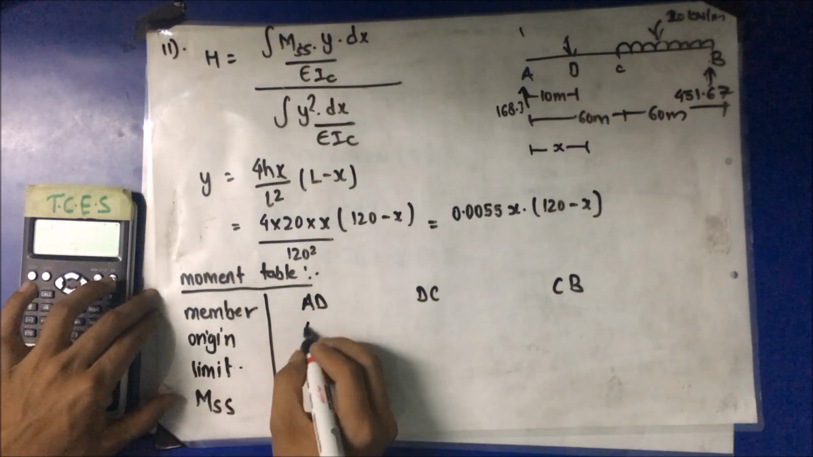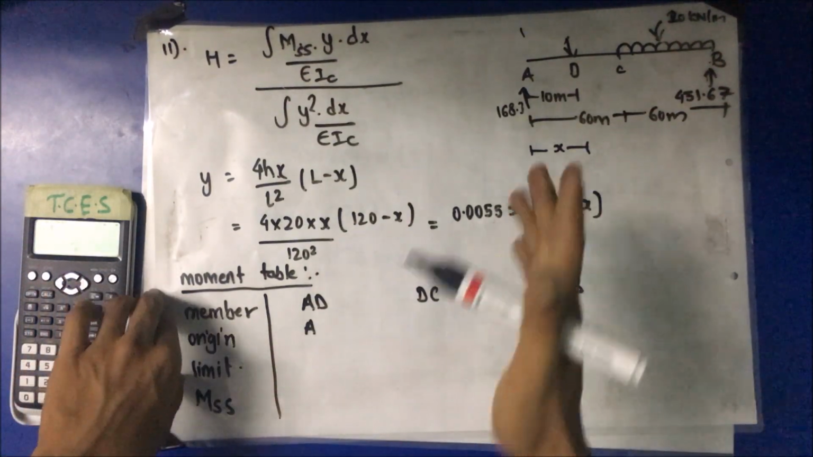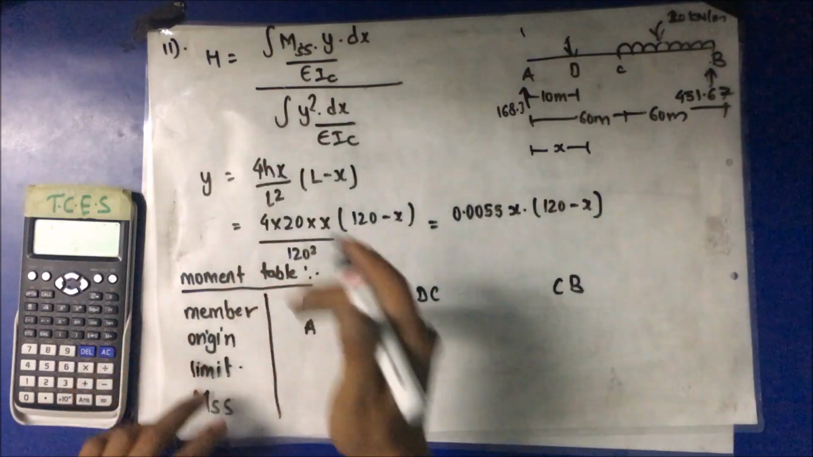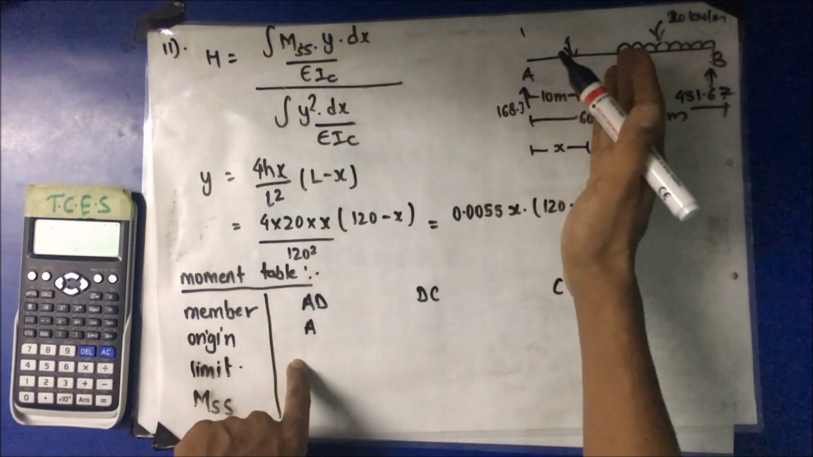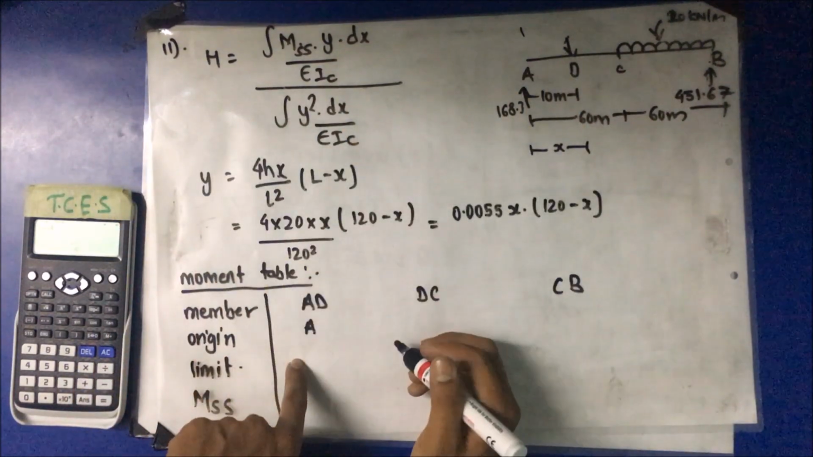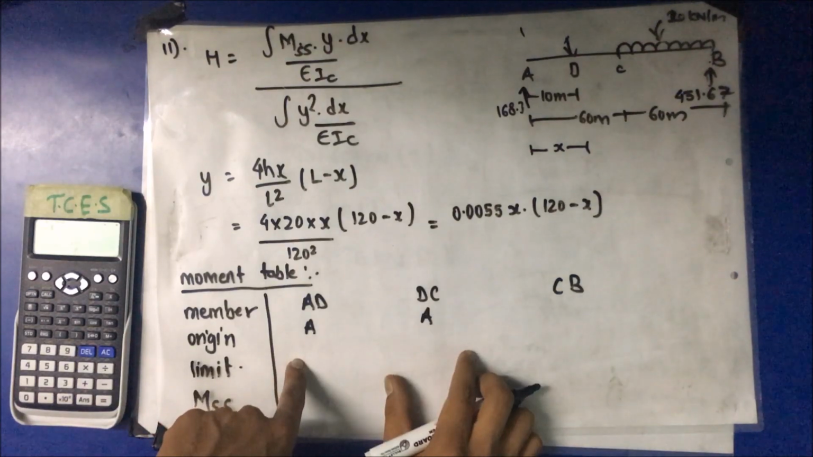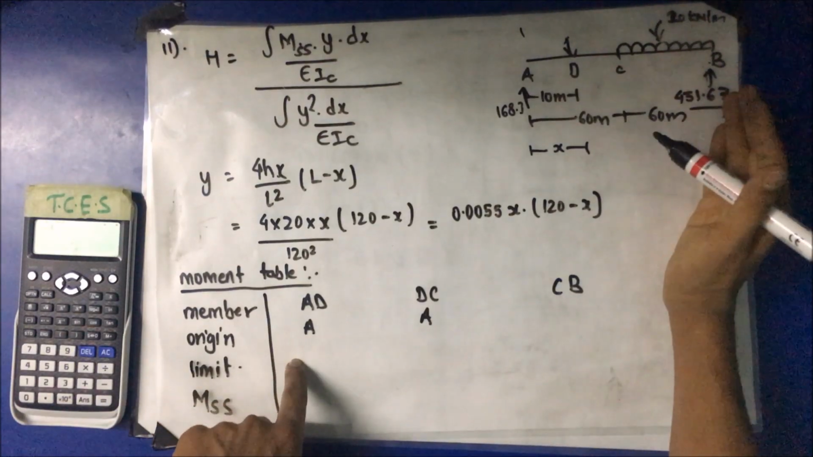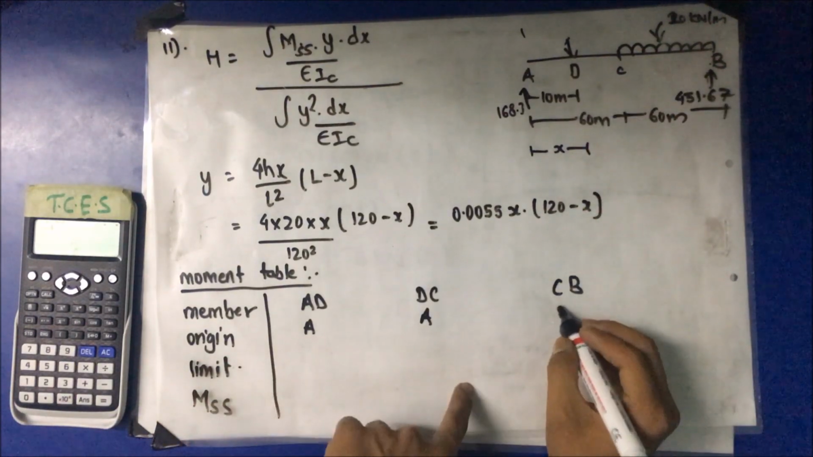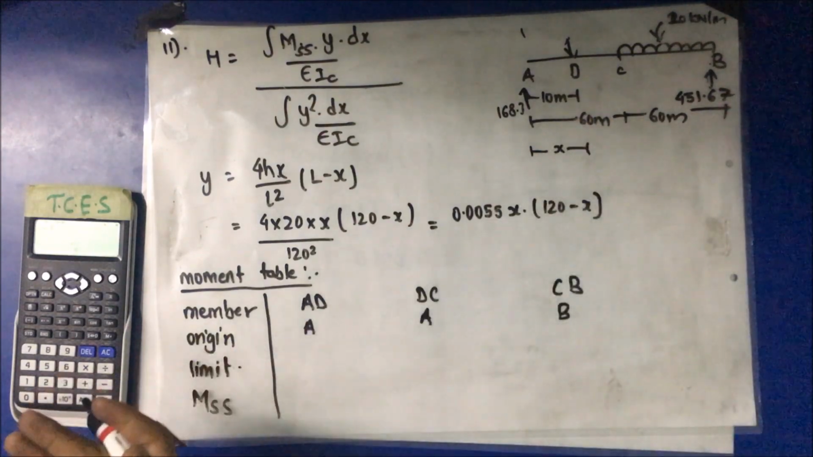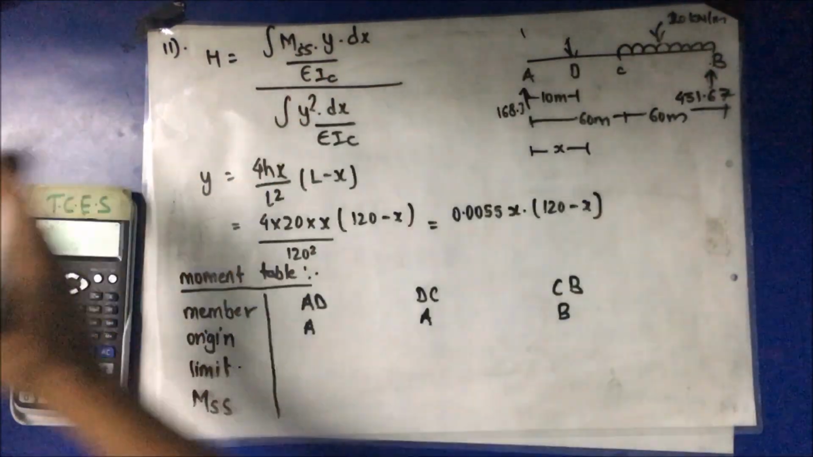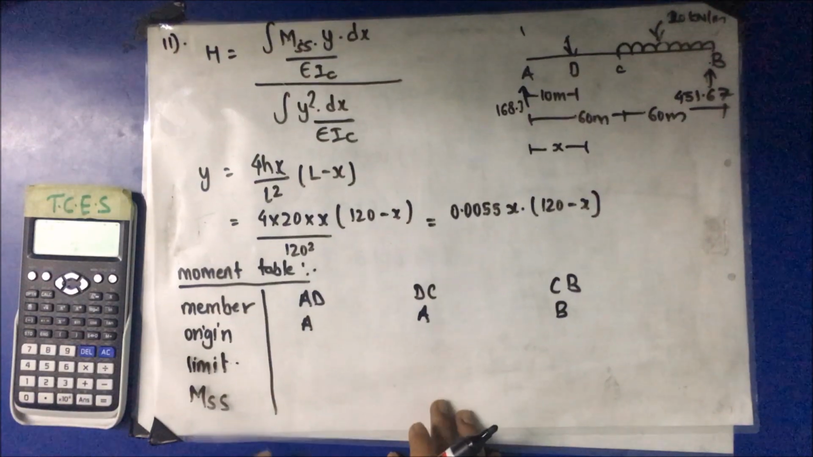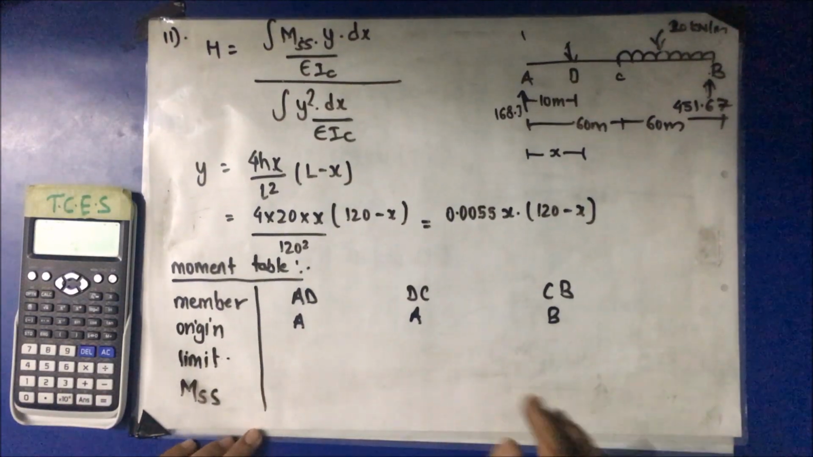I'll consider the origin at A, because we are taking a section from the support. For DC, again we'll consider the left support, so origin as A. And for BC we can consider the support at B. We can consider C also, but it will be vague because we have to consider so many moments from the previous portion. So we'll consider B as the origin.